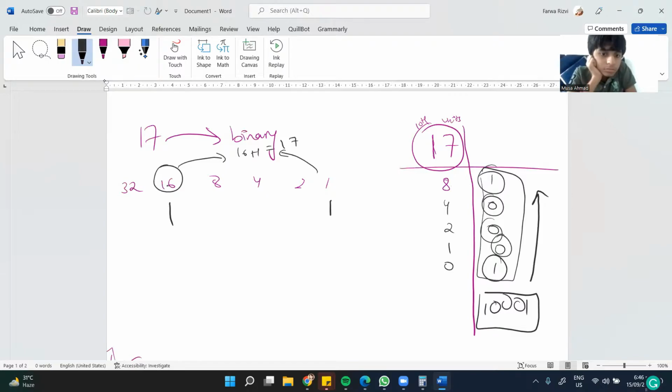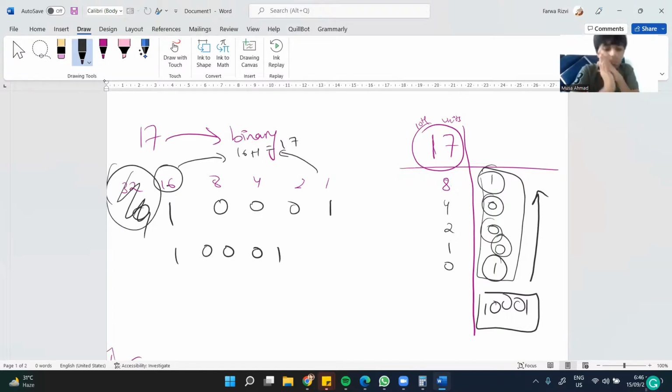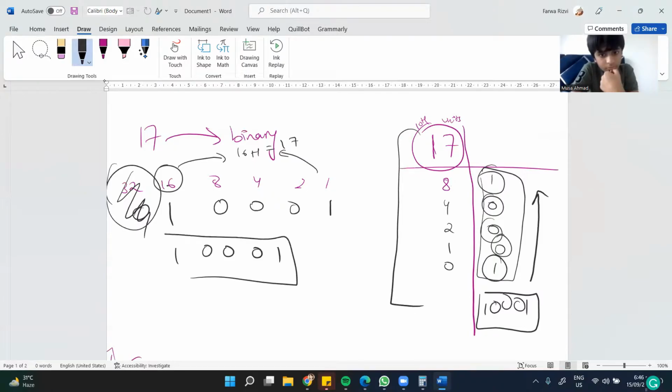I'll just write 1 in the position of 16 and 1 in the position of 1, and the rest of the places have 0 in them. And since this place is at the left-hand side and there's no other 1 after that, I could just ignore this. So it'd be 1, 0, 0, 0, 1. Okay? So this is another way you can convert. I personally like using this one better, since in the other one you have a lot of guessing involved. So great.